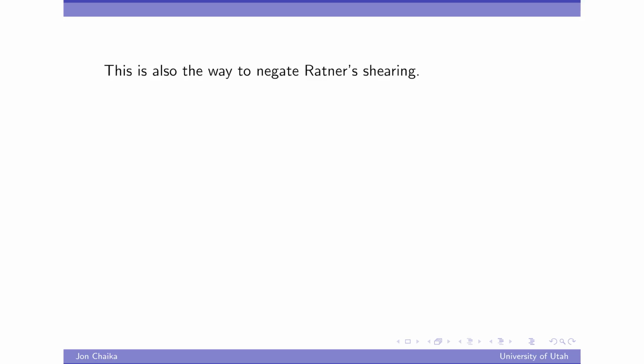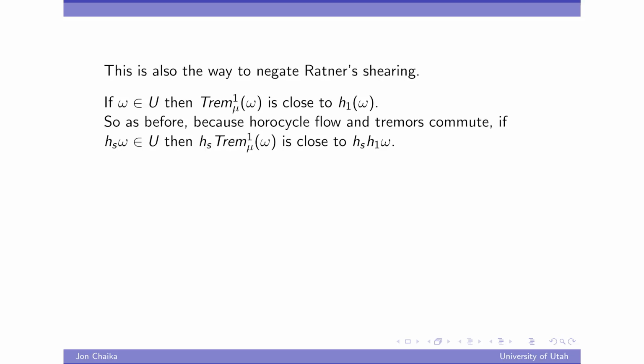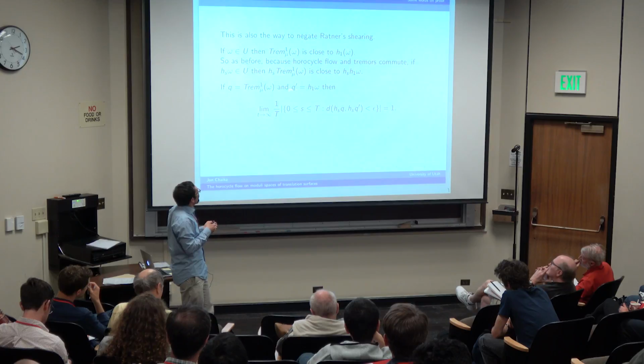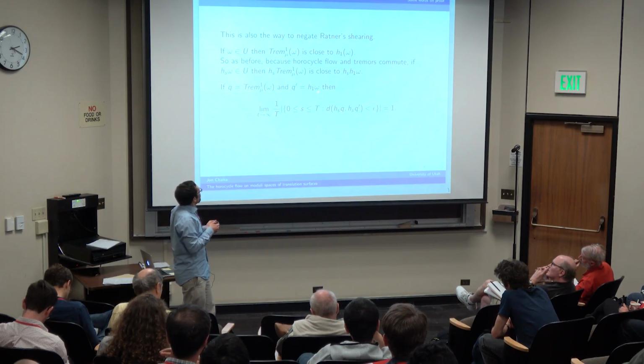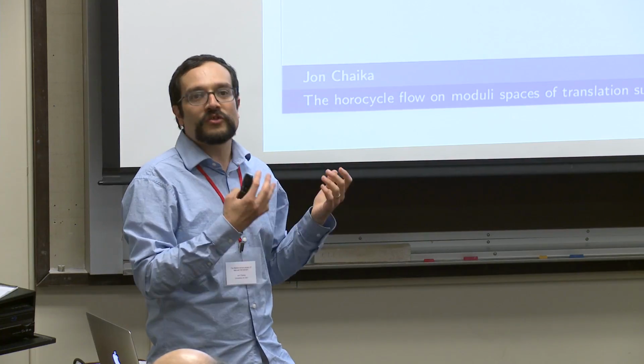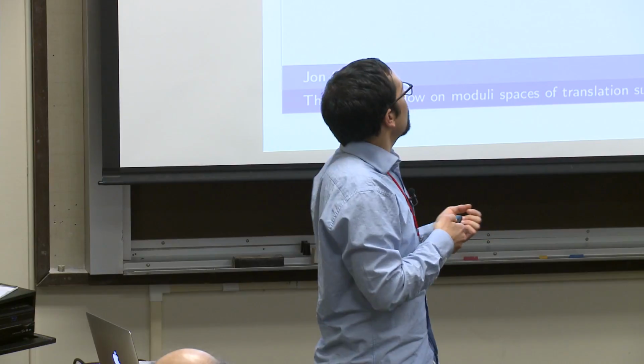Okay. This is the exact same mechanism that we get to negate Ratner type shearing. Okay, so what are my initial points going to be? My initial points are going to be the time 1 tremor of a point and the time 1 horocycle of a point. Okay, and whenever the horocycle image of Q prime lands in U, the image of these 2 points under that time of horocycle will be very close together. And because you spend 100% of your time in U, you'll spend 100% of your time as close together as you want. Okay? So once again, how does this logic work?